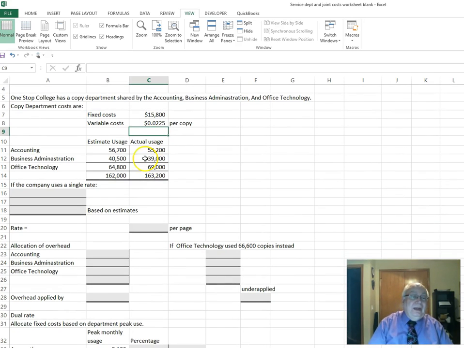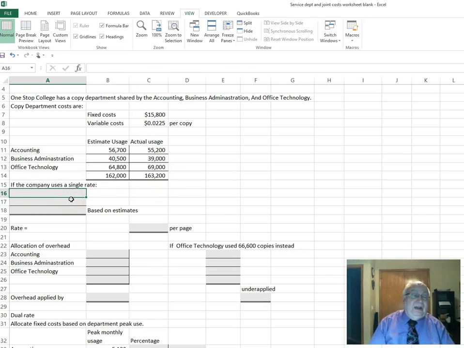Now, during the year, we came up with the estimated usage. The accounting department said they'd use 56,700 sheets. Business administration was 40,500, and office technology was 64,800, for a total of 162,000 copies. This column over here for the year was the actual usage: 55,200, 39,000, and 69,000.